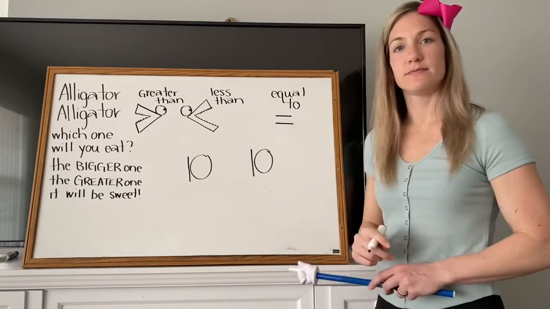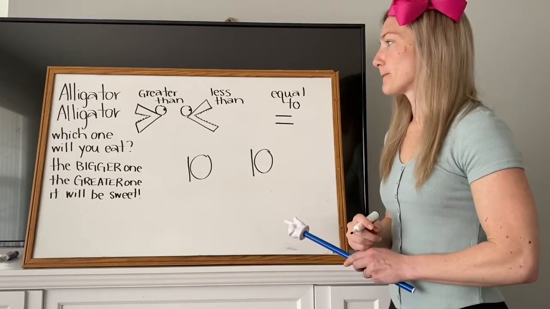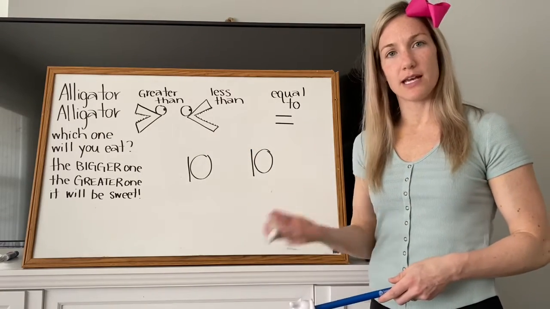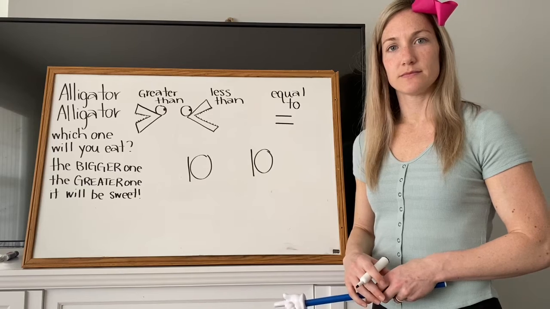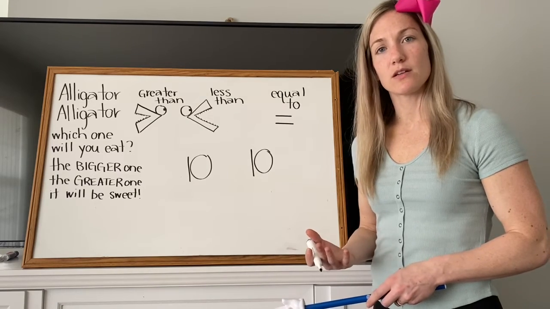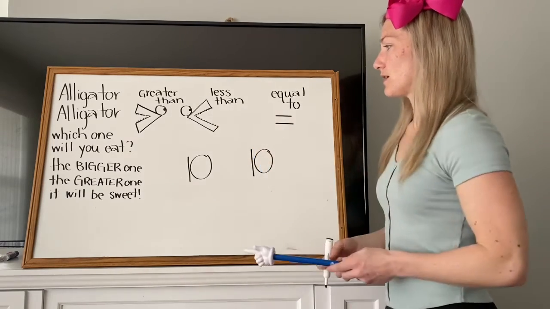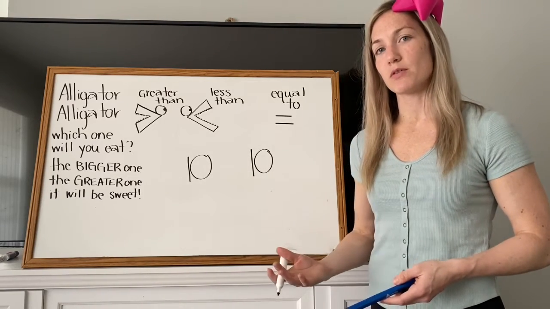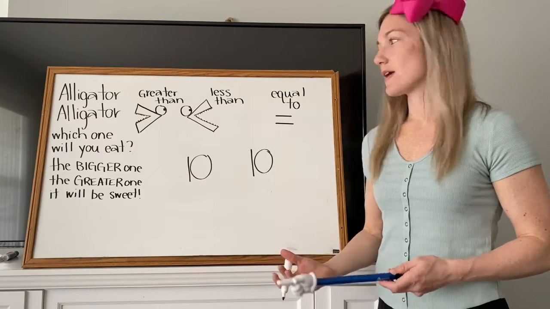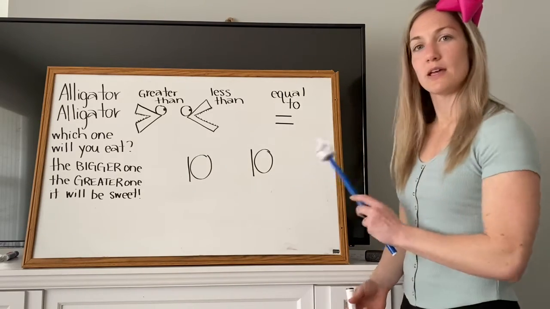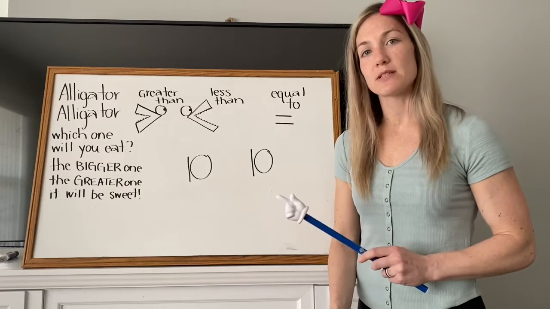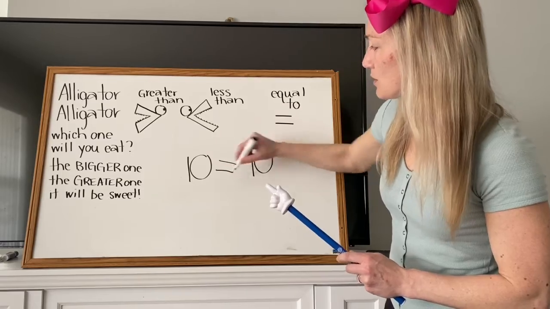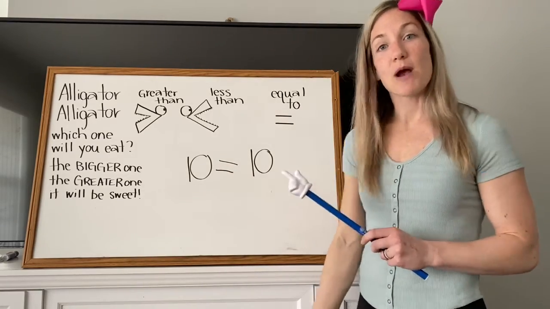Let's try another one. I have 10 and I have 10. Which symbol would I use? Which alligator would I use if I have 10 on one side and 10 on the other side? That's right. You couldn't use either alligator because the alligator can't choose which number is bigger because they are both the same numbers. They are both equal to each other. When I have 2 numbers that are the same, I want to put the equal to symbol. Let's practice some more together.